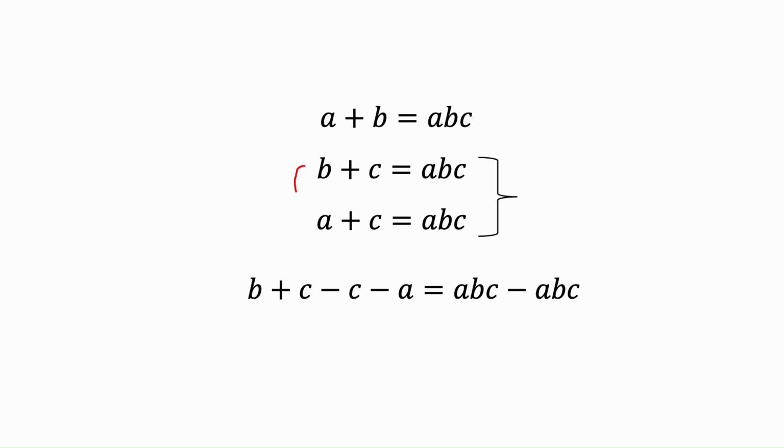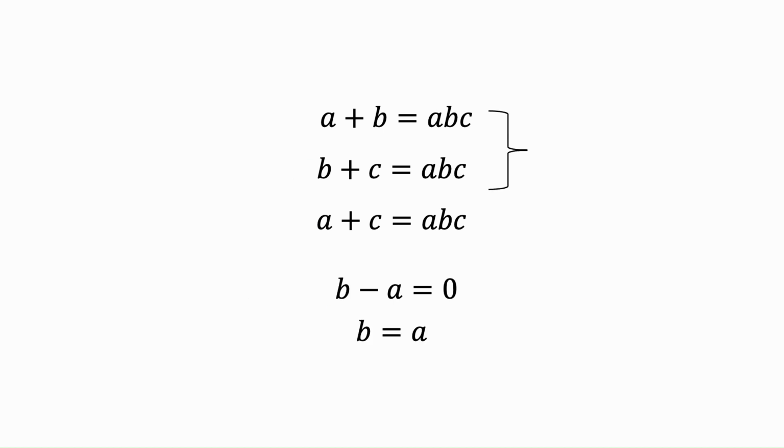Again, for the second and third equation, we have the same situation. So we will subtract the third one from the second one. We will have b plus c minus a, abc minus abc. So now we have b minus a equals 0, and so b needs to be equal to a.